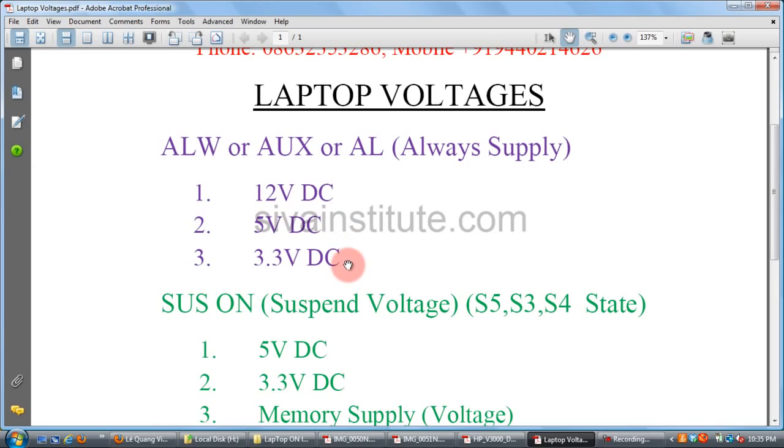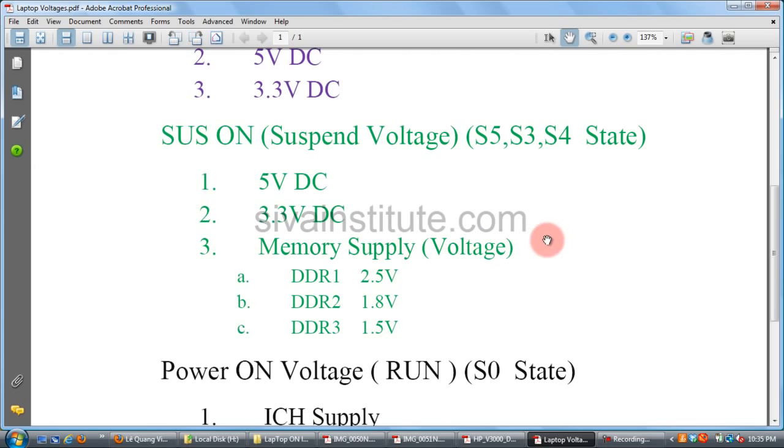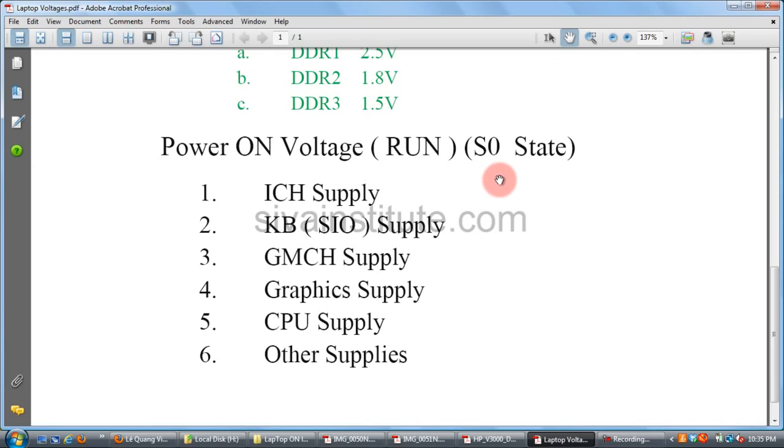These two voltages come out from the 5 volts and 3.3 volts regulator IC. Suspend voltage: S5, S3, S4 states. This is suspend voltage 5 volts, 3.3 volts and memory supply. If the motherboard uses DDR1, that voltage is 2.5 volts, DDR2 1.8 volts, DDR3 1.5 volts. Run power, S0 state: power on voltages, ICH supply, SIO supply, GMCH supply, graphics supply, CPU supply, other supplies.